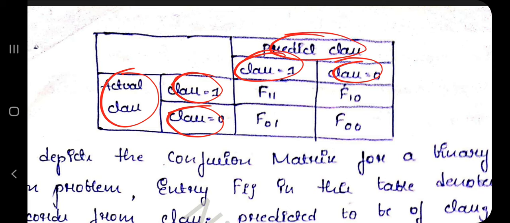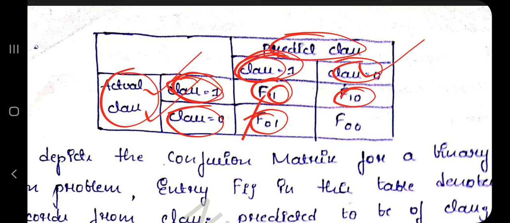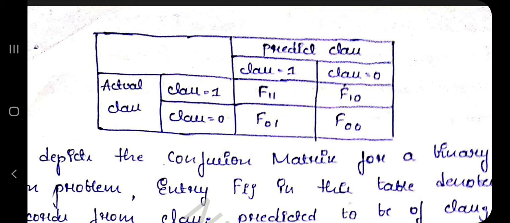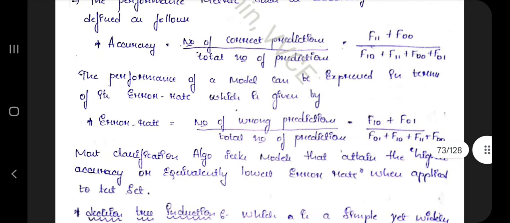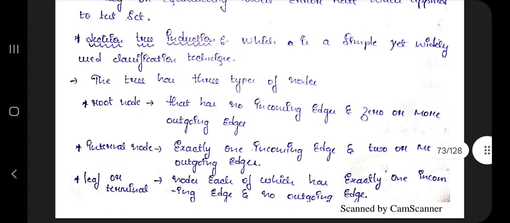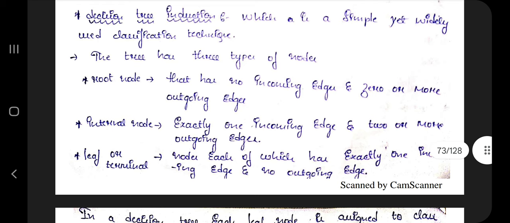Okay, so F11 means the frequency of appearing of 11, meaning both of these are true. The first one as true and the second one as false. The first one as false and the second one as true. Both as false. F is frequencies. Okay, this is known as the confusion matrix. And the formulas are given here, you can go through them. Very simple formulas.